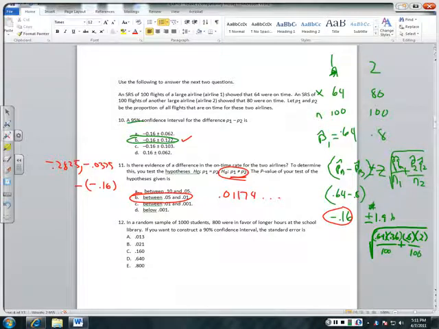You could work this one by hand too, working out the z-test and all of that, and then using the z-table to get your p-value, but that seems like a little bit much even for me. But you could do it. Number 12, anyway, we have a sample of 1,000.